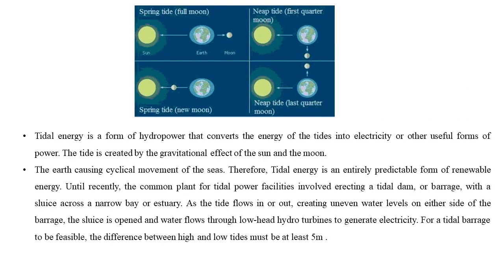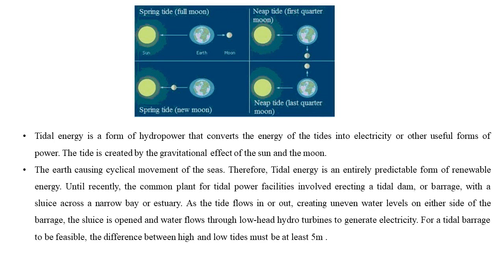Tidal energy is a form of hydropower that converts the energy of the tides into electricity or other useful forms of power. The tide is created by the gravitational effect of the sun and the moon on the earth, causing cyclical movement of the seas. Therefore, tidal energy is an entirely predictable form of renewable energy.